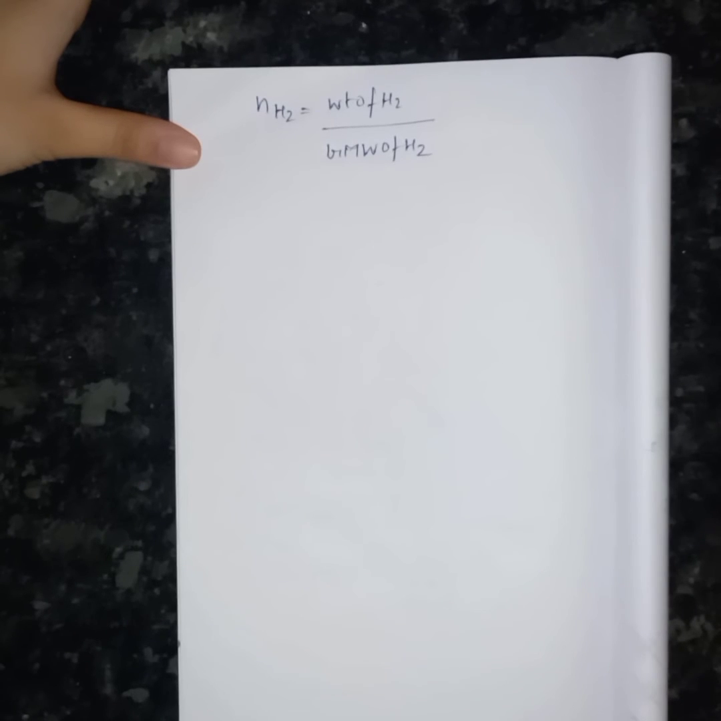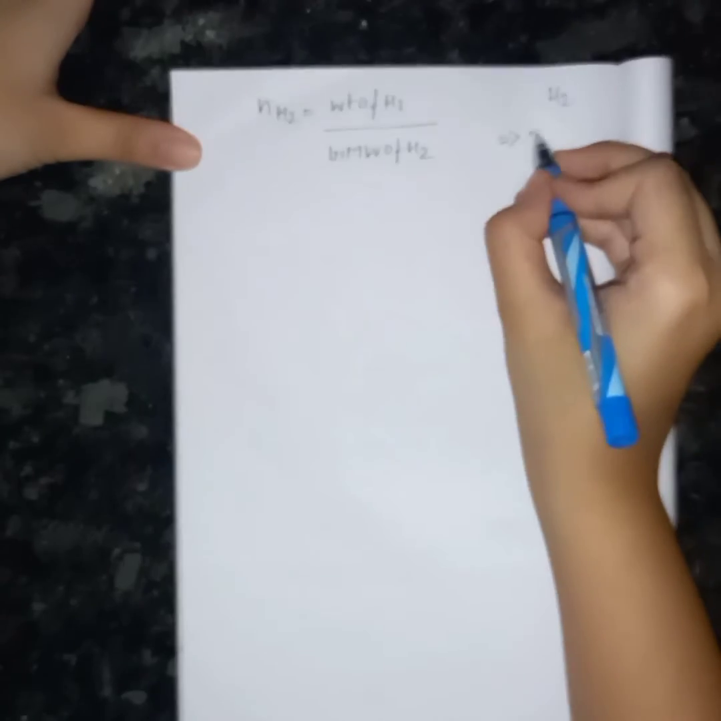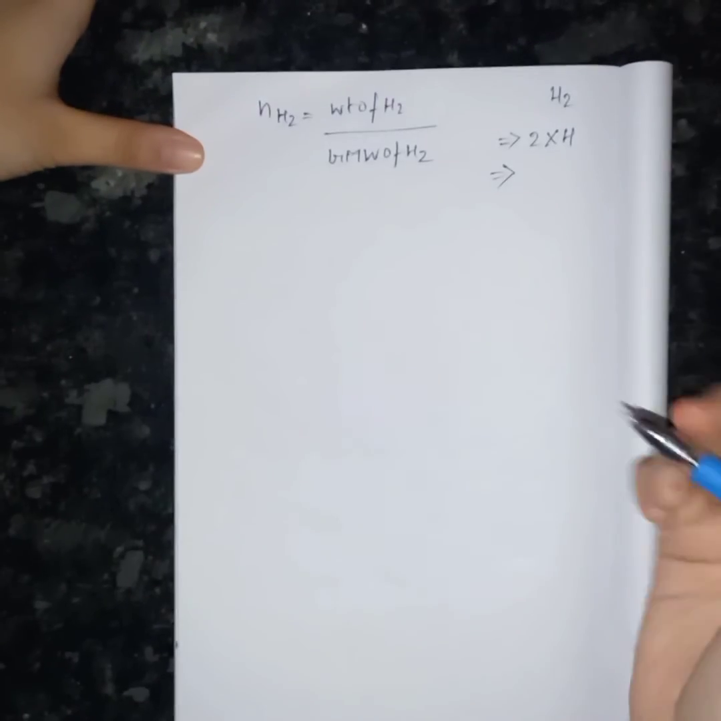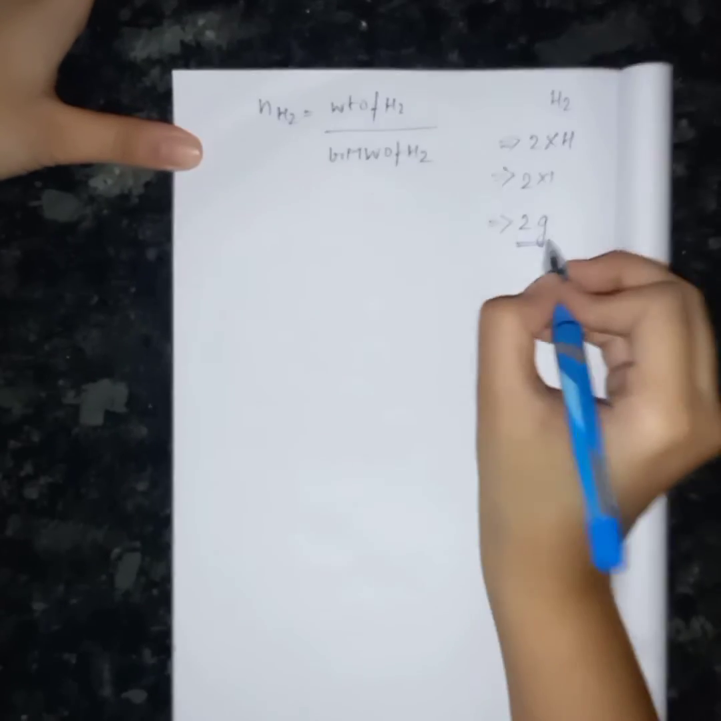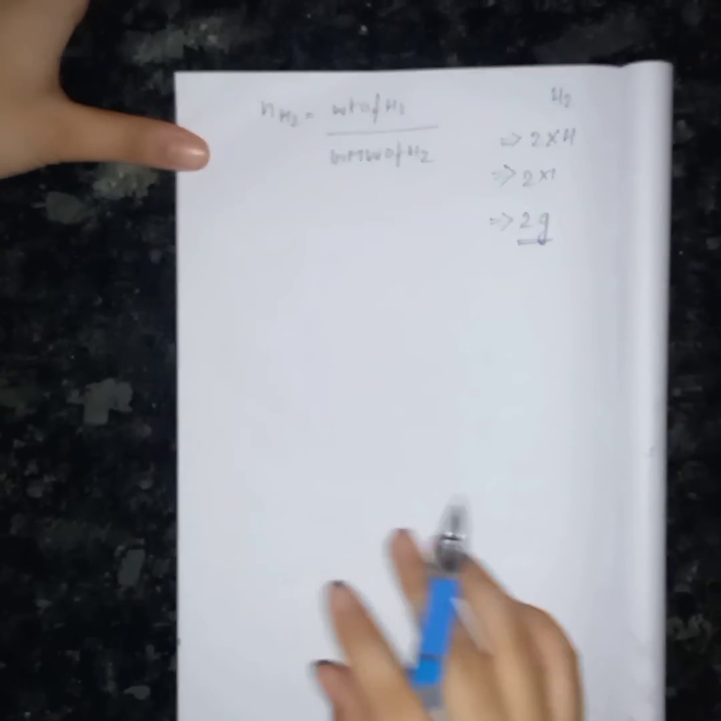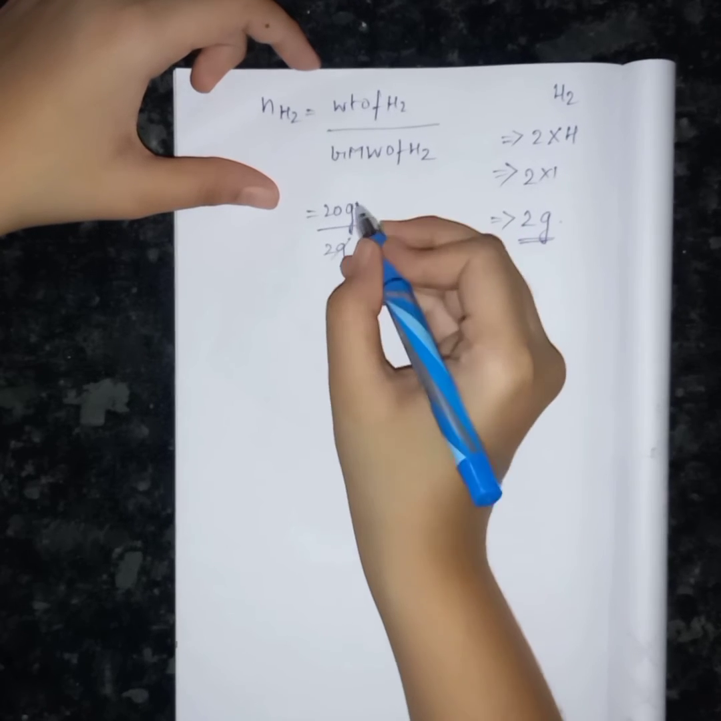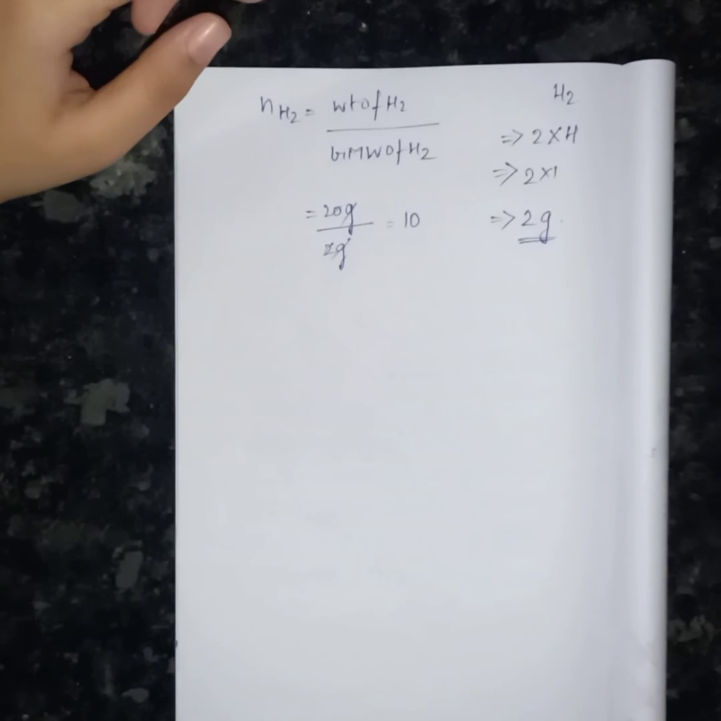Number of moles of H2 is equal to weight of H2 divided by gram molecular weight of H2. Now let us calculate the gram molecular weight of H2. In H2 there are 2 hydrogen atoms. The atomic mass of one hydrogen atom is 1 gram. So 2 into 1 gives 2 grams. This is the gram molecular weight of H2. Weight of H2 is 20 gram. 20 divided by 2 gram is 10. Therefore, number of moles of H2 is equal to 10.